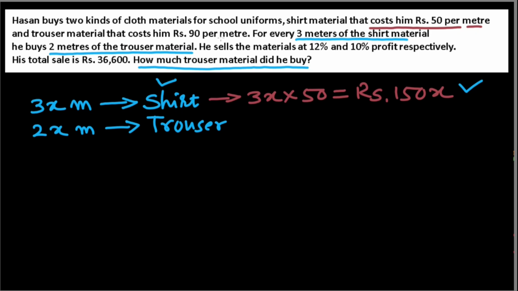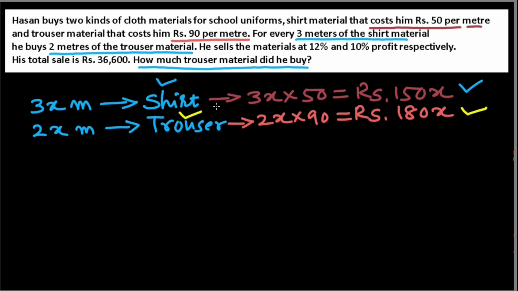Now the cost of trouser material is rupees 90 per meter. So the cost price of trouser material will be 2x multiplied by 90. That will be rupees 180x. So this is the cost price of trouser material.